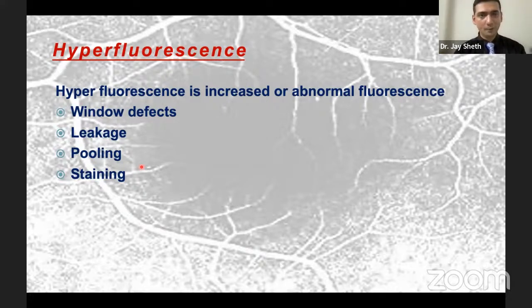Now there are four primary reasons why hyperfluorescence may appear. First is a window defect. Second is leakage. Third is pooling of the dye, and fourth is staining. We will go through each of these one by one through a case-based scenario.